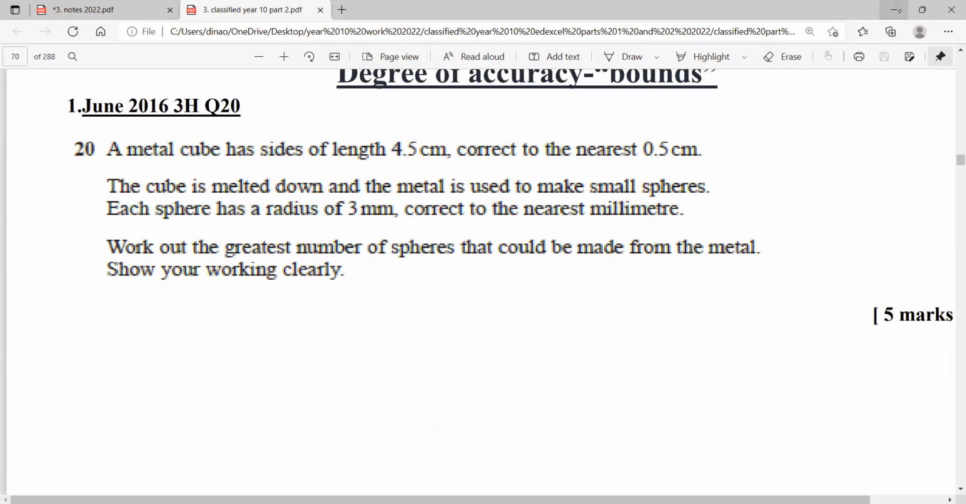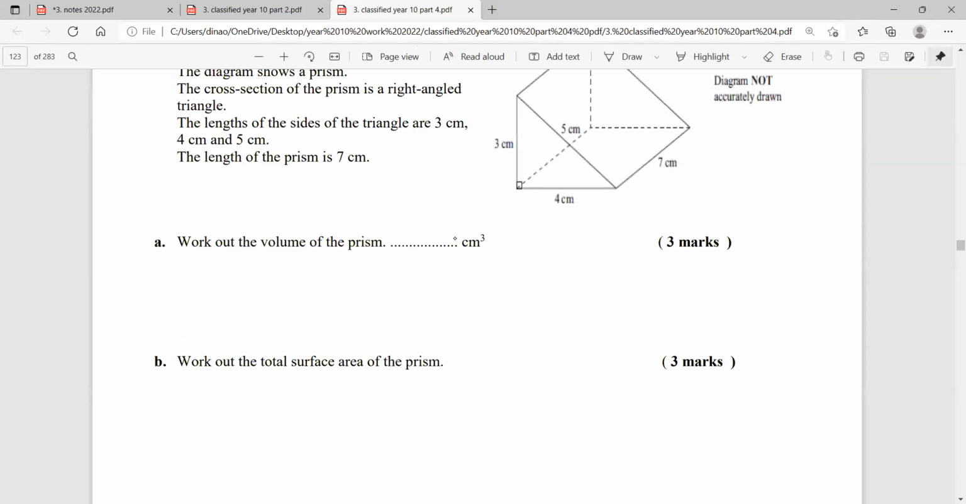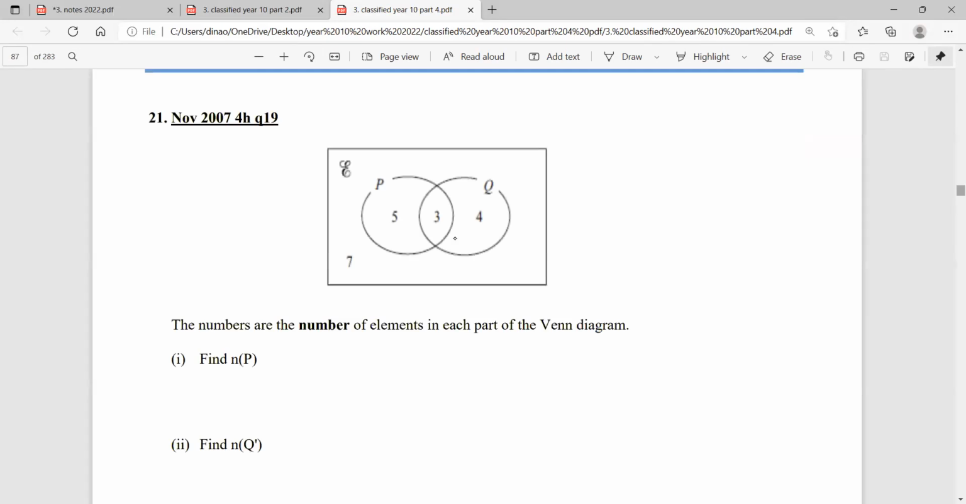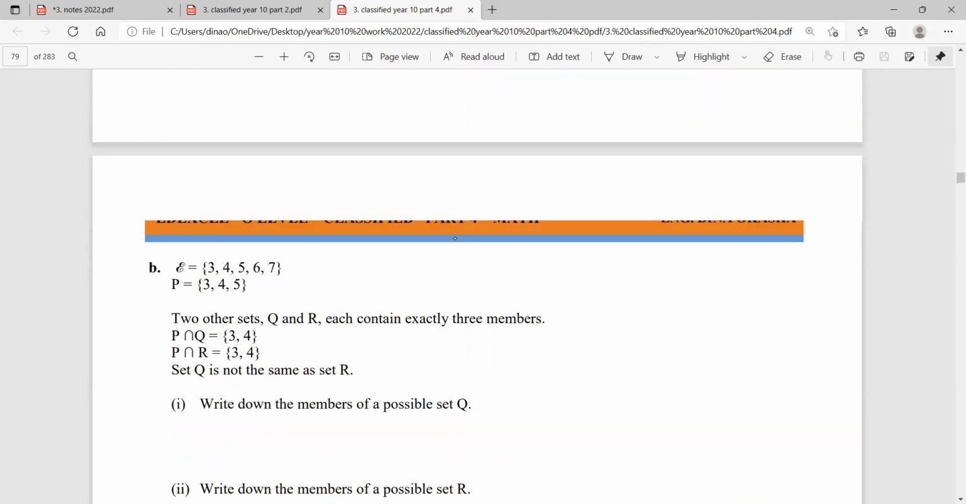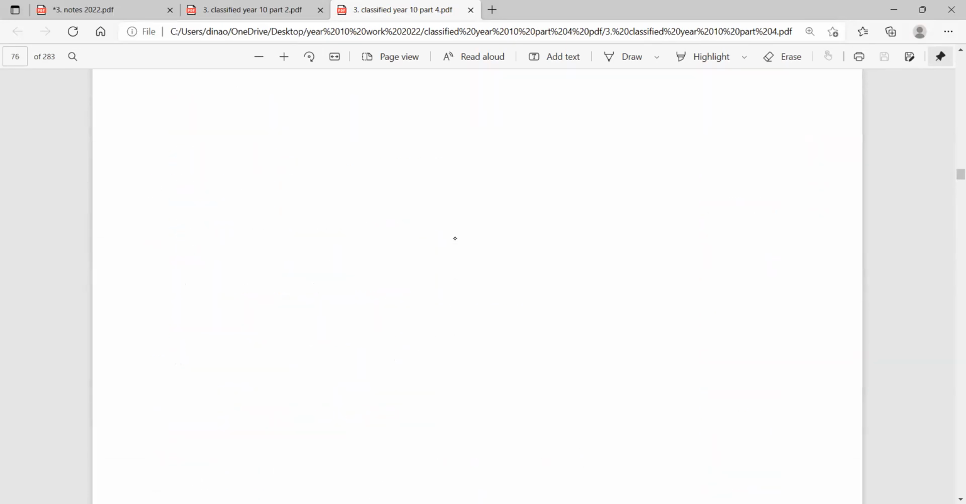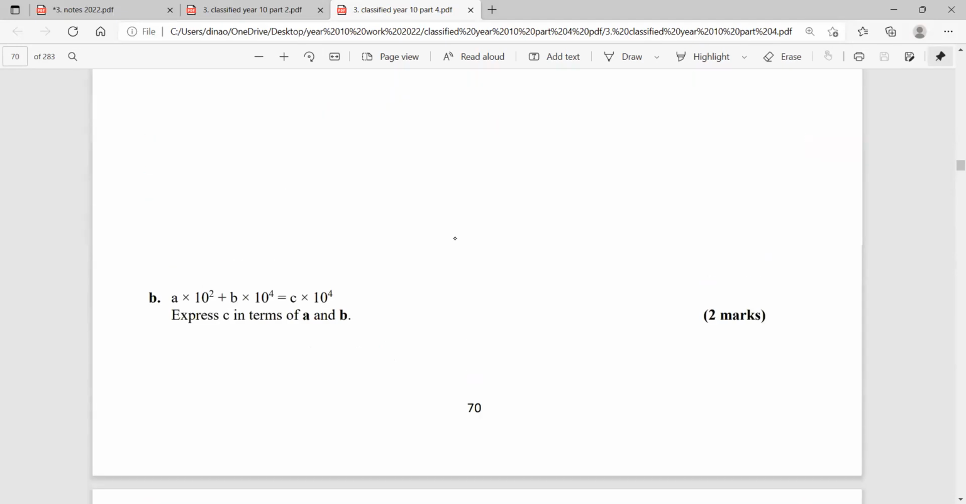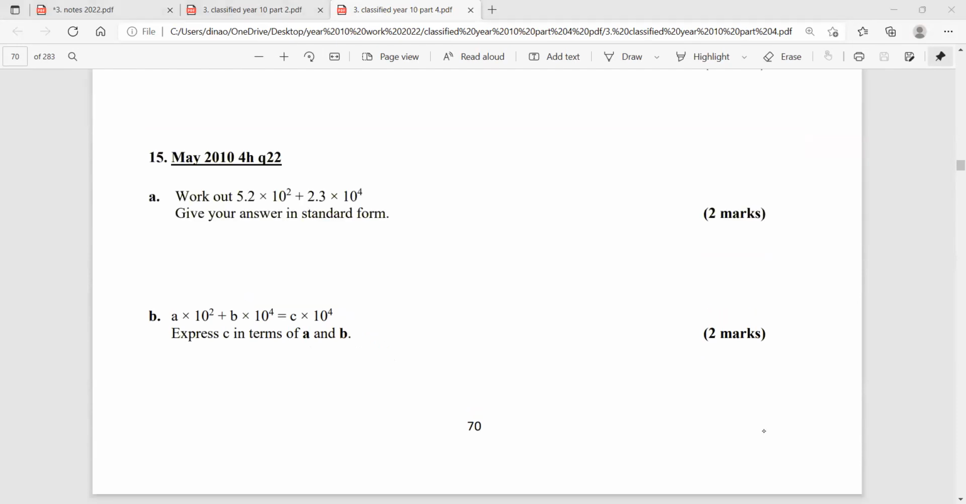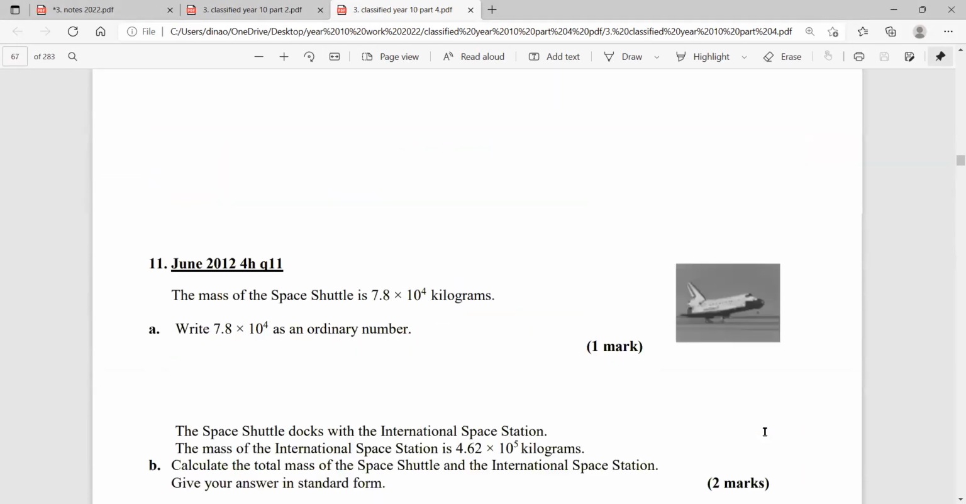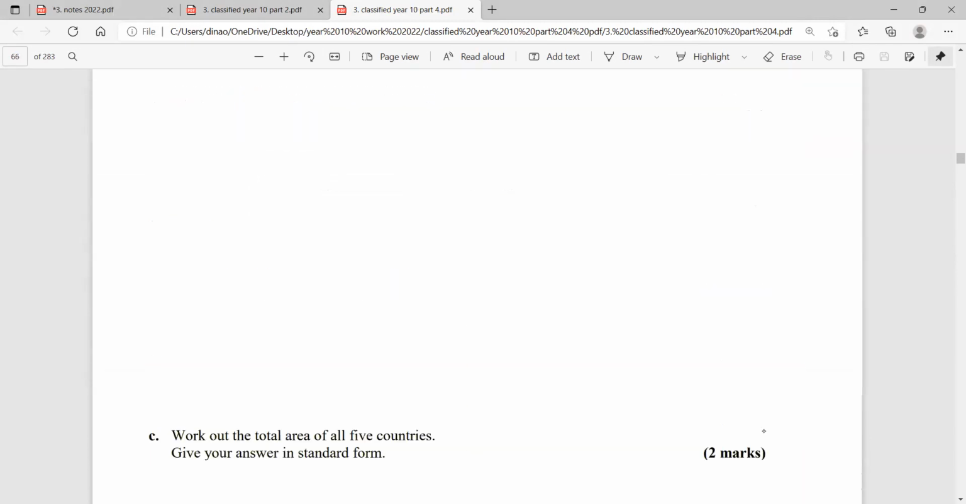Let me just prepare classified part 4, because there was a question I told you about that I want to do. So let's start actually with classified part 4. I'm not sure the screen is visible to you, let me make sure it is. New share. Yes, the screen is shared. If you can, please everyone open your classified part 4.